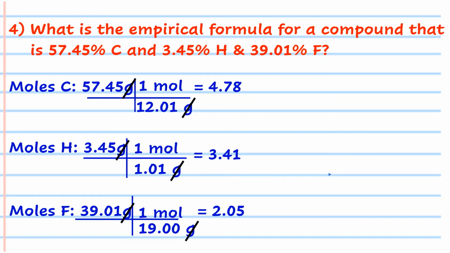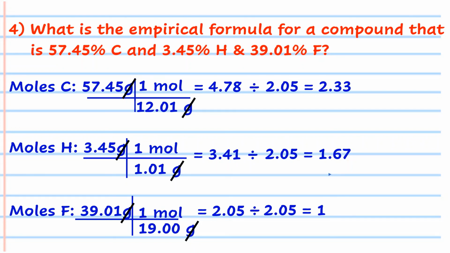All right. Now we take all of these numbers and divide each one by the smallest number, which in this case is 2.05. So 4.78 divided by 2.05 is 2.33. 3.41 divided by 2.05 is 1.67, and 2.05 divided by itself is 1. So if we look at 2.33, it's not really that close to 2, and it's not close to 3 either. We can't round. The remainder is 1/3. So we need 3/3 in order to equal 1.